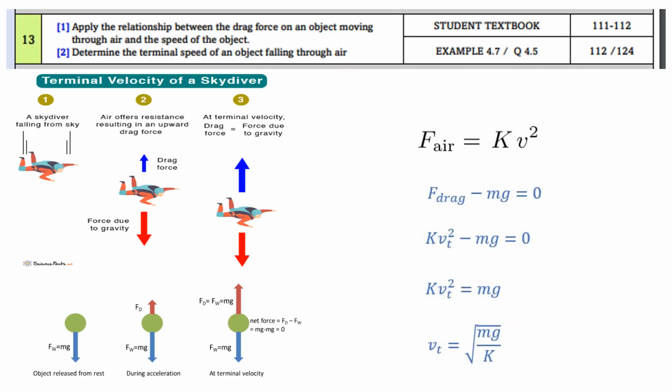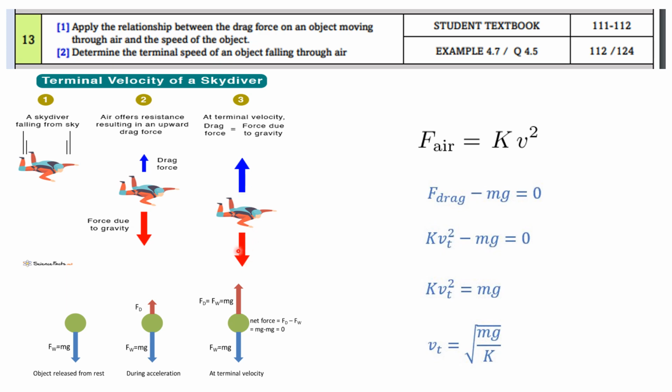Moving on to this bullet about air resistance: apply the relationship between the drag force and an object moving through the air. Here we take the example of a skydiver jumping into the air. After a certain time, the skydiver will reach a constant velocity. It's called terminal velocity.